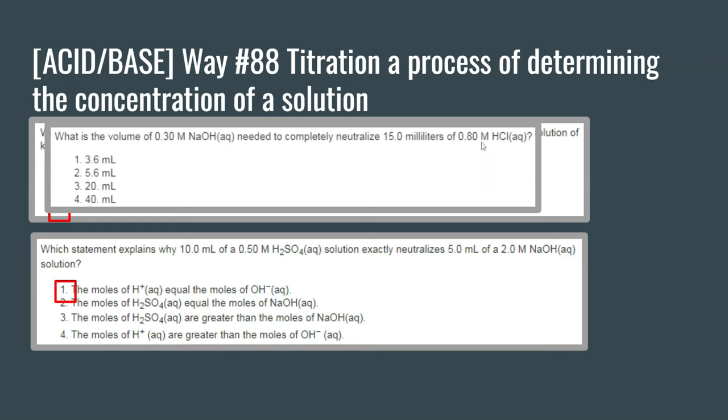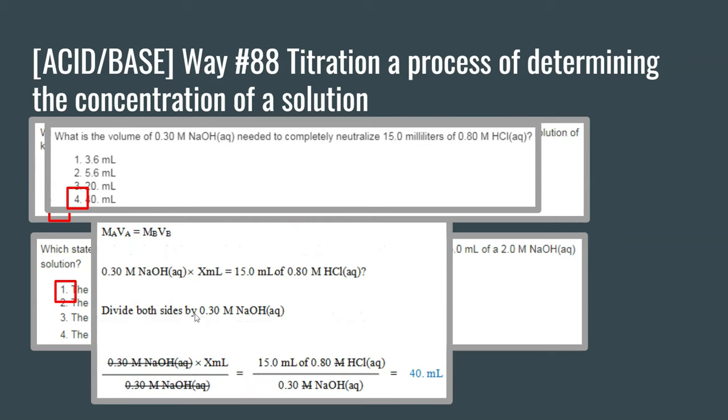HCl is an acid, so here you're given Ma and Va, the volume in milliliters of the acid. So all you have to do is plug in the volume of the acid and molarity of the acid in order to figure out the correct volume of base. Doing so will get you 0.3 times x equals 15 times 0.8. Solve for x, and then you get x is equal to 40 milliliters. So answer choice 4 is correct.